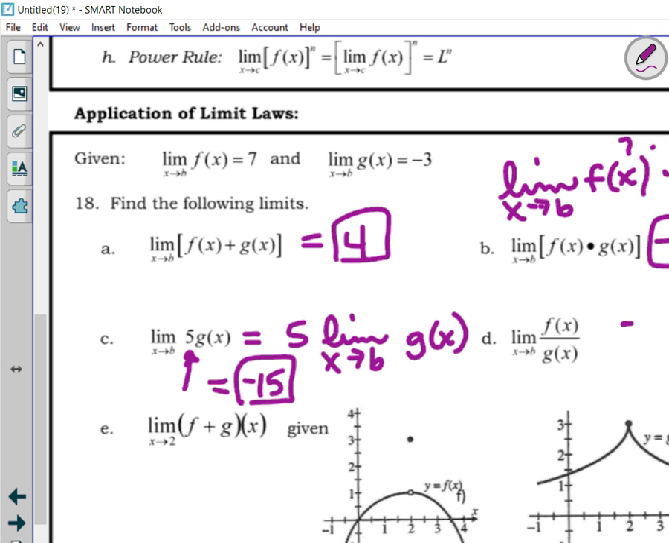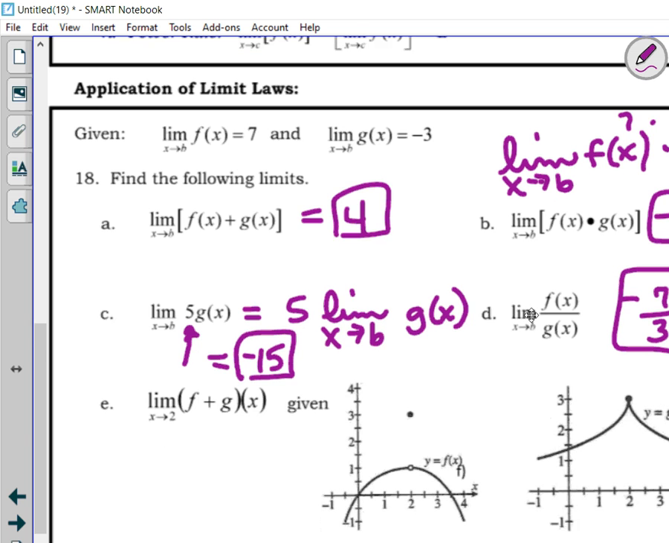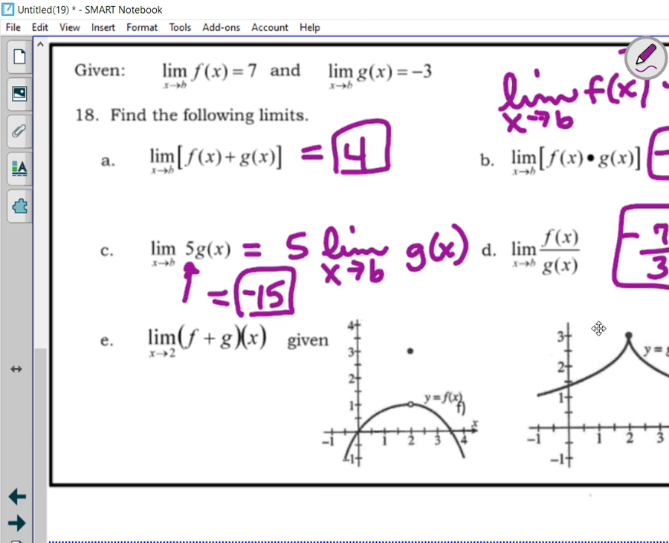This is, well, the way I would write this one is it's 7 over negative 3, but I would write it as negative 7/3. I like the negative in the numerator. But what about E?